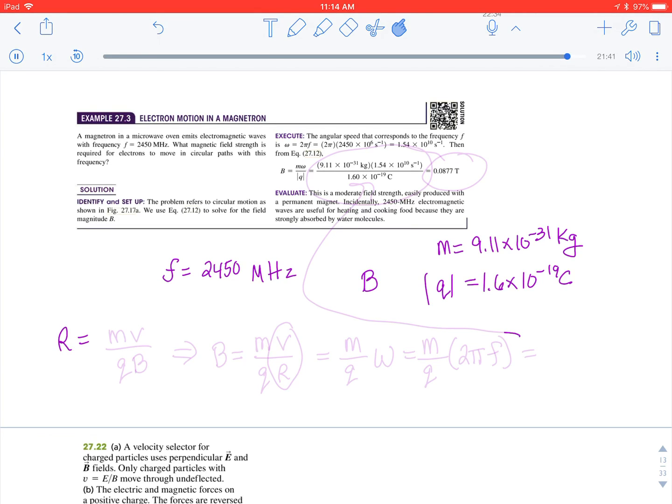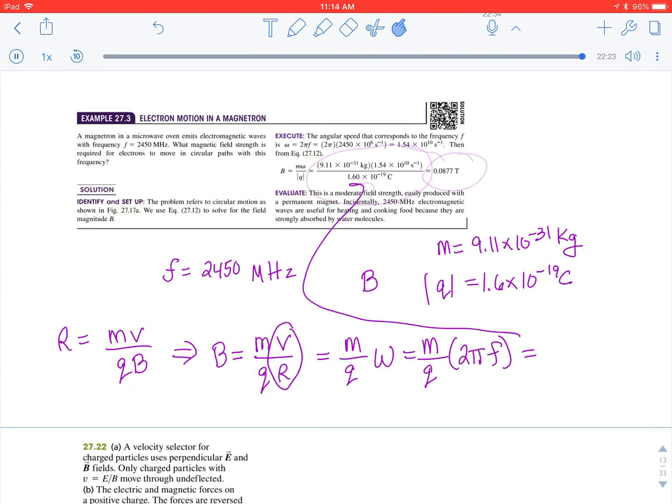So we have R equals mv over qB. But we also know that if we rearrange things a little bit and try to solve for B, I can say that B is going to be m times v over q times r. And some of you might remember that this v over r is simply omega. So m over q times omega. And omega we can get because omega is 2 pi times the frequency that we have. So if you plug in those numbers as they did up here, you will find out that you get 0.0877 Tesla.